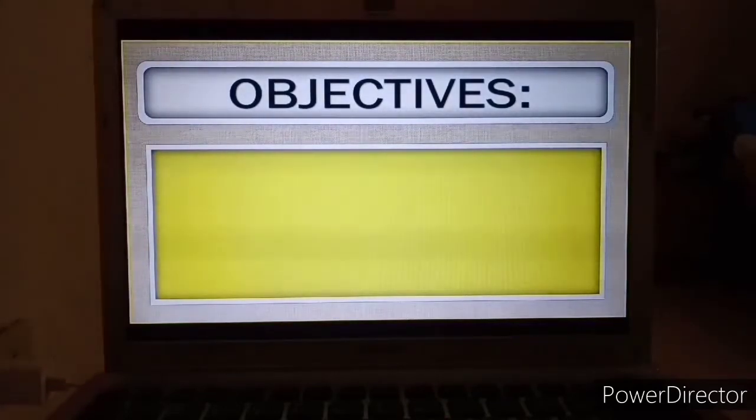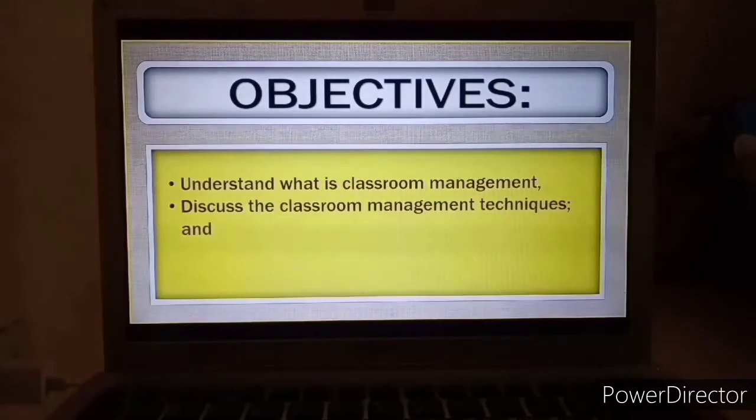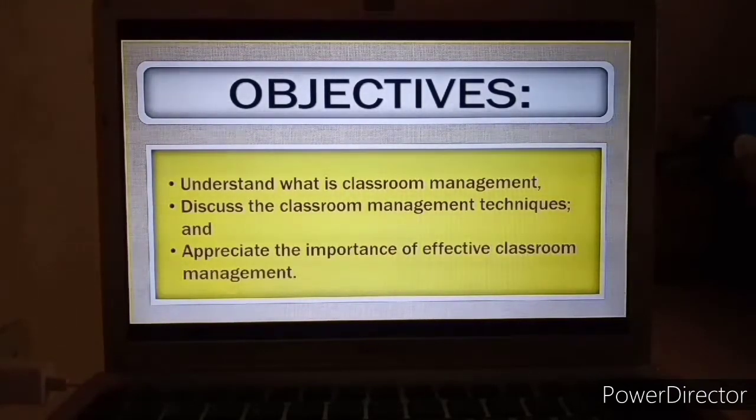But before that, let me present to you my objectives for this topic. First, understand what is classroom management, discuss the classroom management techniques, and appreciate the importance of effective classroom management.